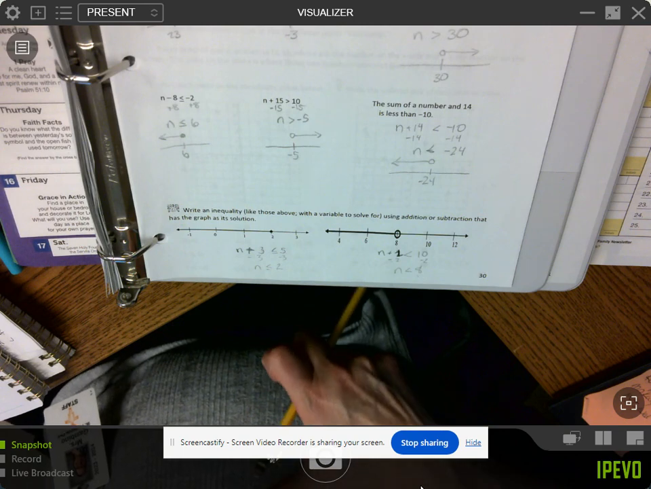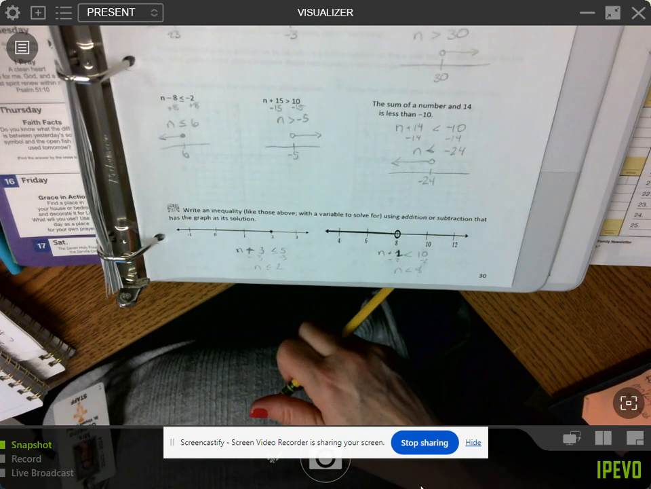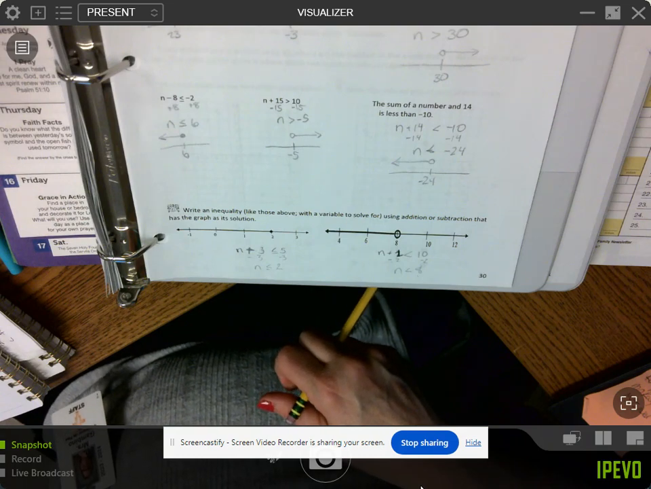Any questions on those ones? Anybody want to go over what you got to see if you did it correct? Because something like this might be on the test.